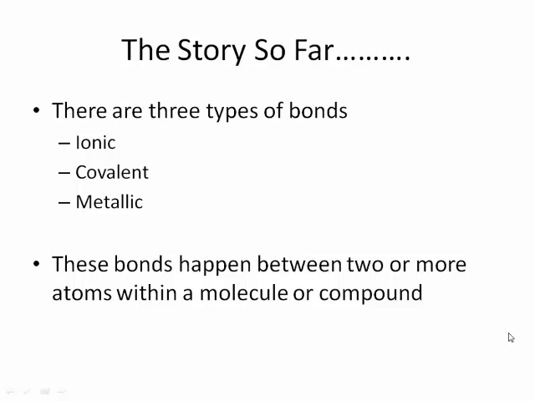Hi chemistry students, today we're going to look at intermolecular forces. To begin, let's review what we've already talked about. So first, at the beginning of this particular unit, we looked at three different types of bonds. The first one is ionic, the second one was covalent, and the third one was metallic. Let's take a second and figure out what these three bonds are between.